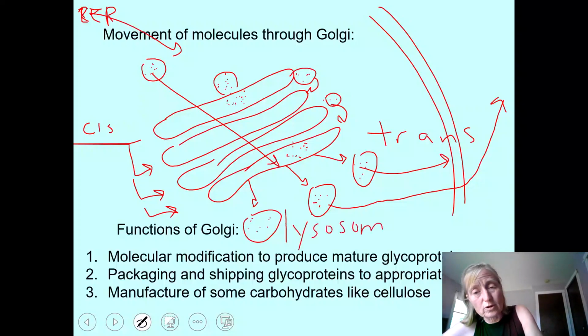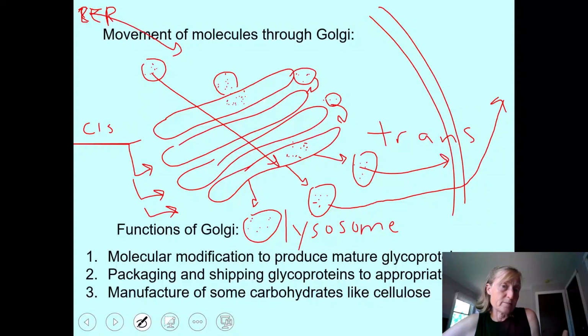And that lysosome will operate inside the cell. So the Golgi tends to complete the maturation of the glycoproteins and then identify or tag them so that they can be shipped to their appropriate location. Another thing that happens in the Golgi that's unrelated to these glycoproteins is the synthesis of polysaccharides or carbohydrates, like cellulose is made in Golgi. So Golgi have a pretty complex set of jobs to do.